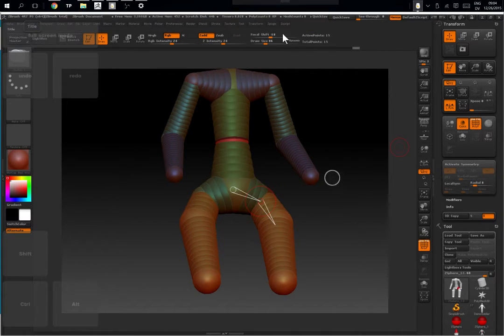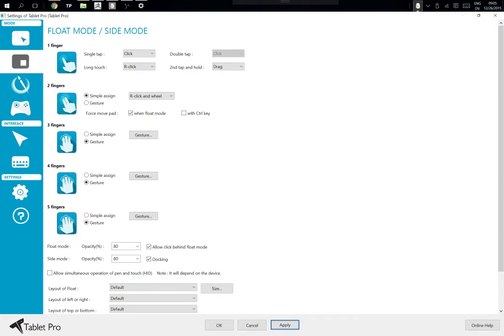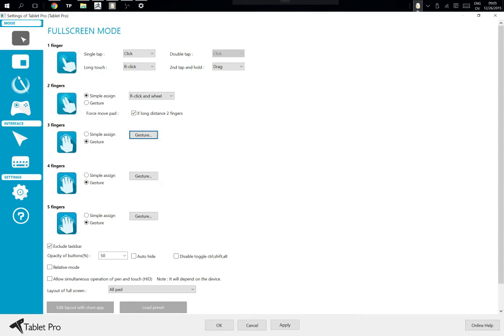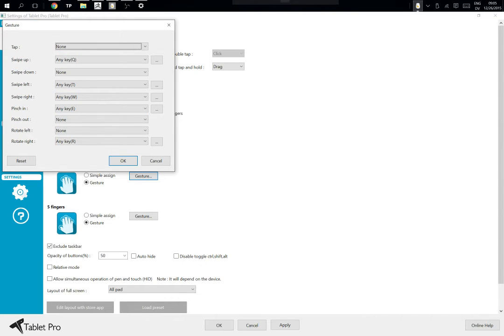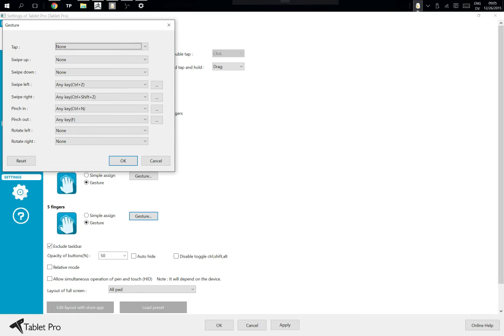Overview of the gestures that I was using. So we were in full screen mode. I had some three finger gestures, the X key to turn on symmetry, four fingers, Q, T, W, E, and R for rotating and moving, and five finger gestures for undo, redo, and fit to frame.